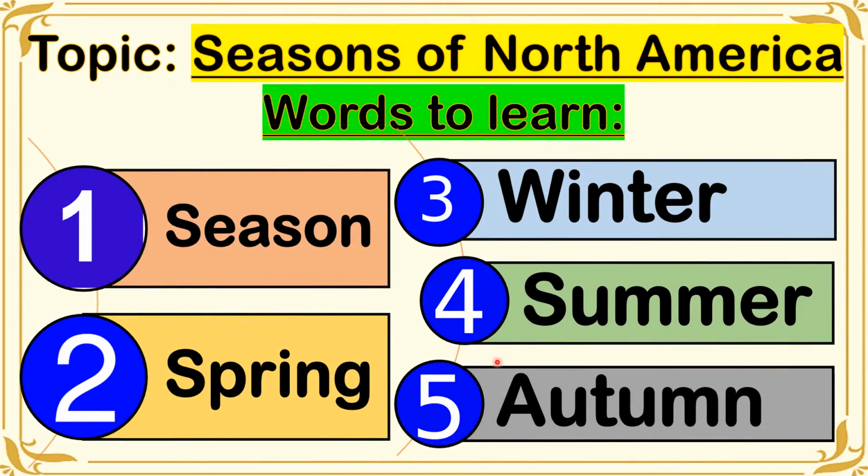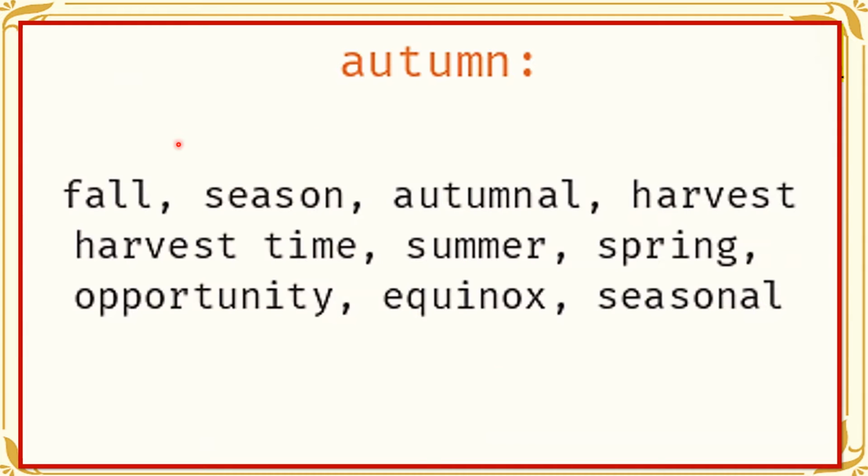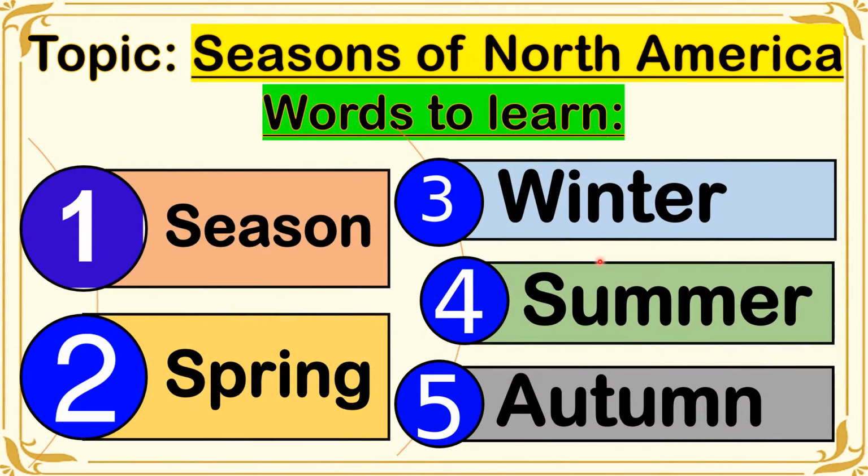And the last word that we have is autumn, which means fall, season, autumnal, harvest, harvest time, summer, spring, opportunity, equinox, and seasonal. So these are the 5 words that can help us understand our topic for today. So let's read them again from numbers 1 to 5. Season, spring, winter, summer, and autumn.